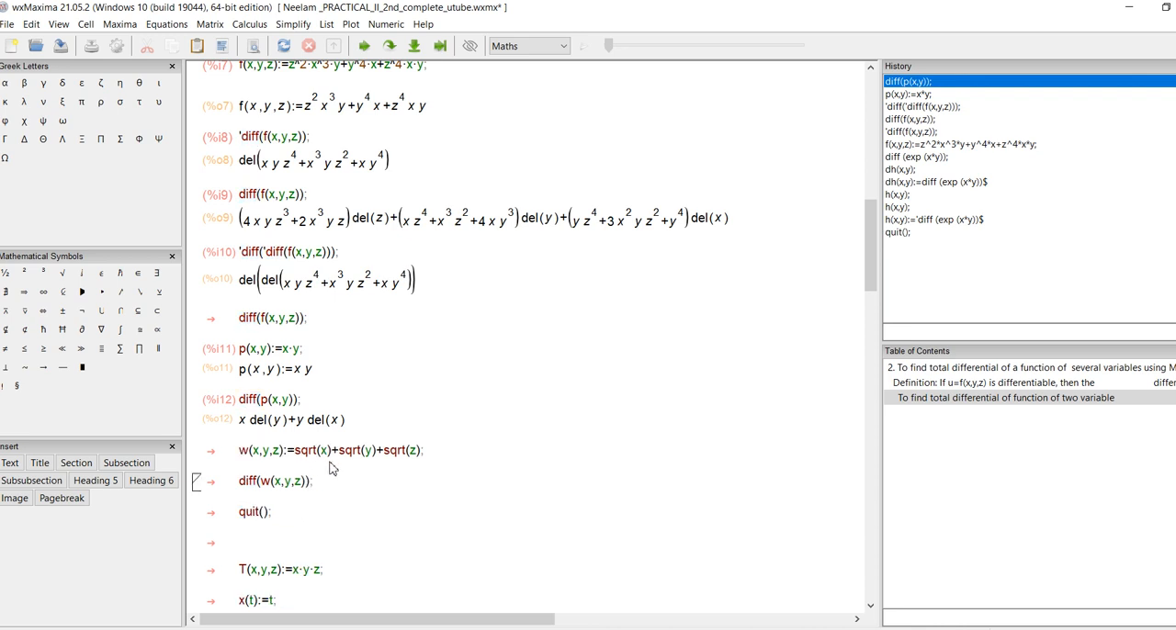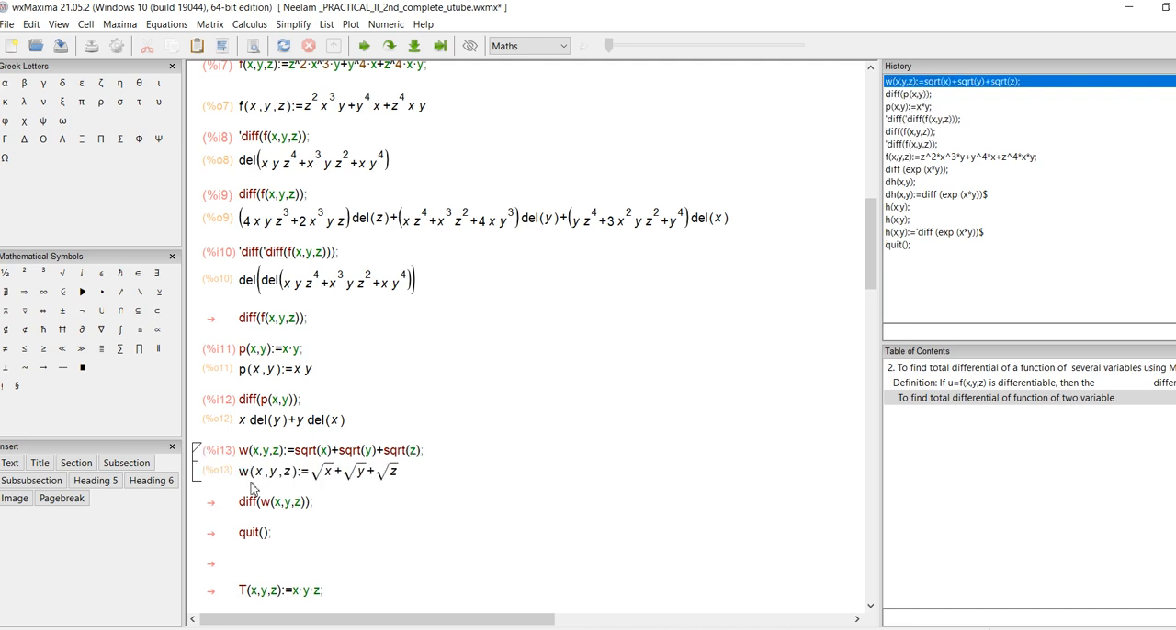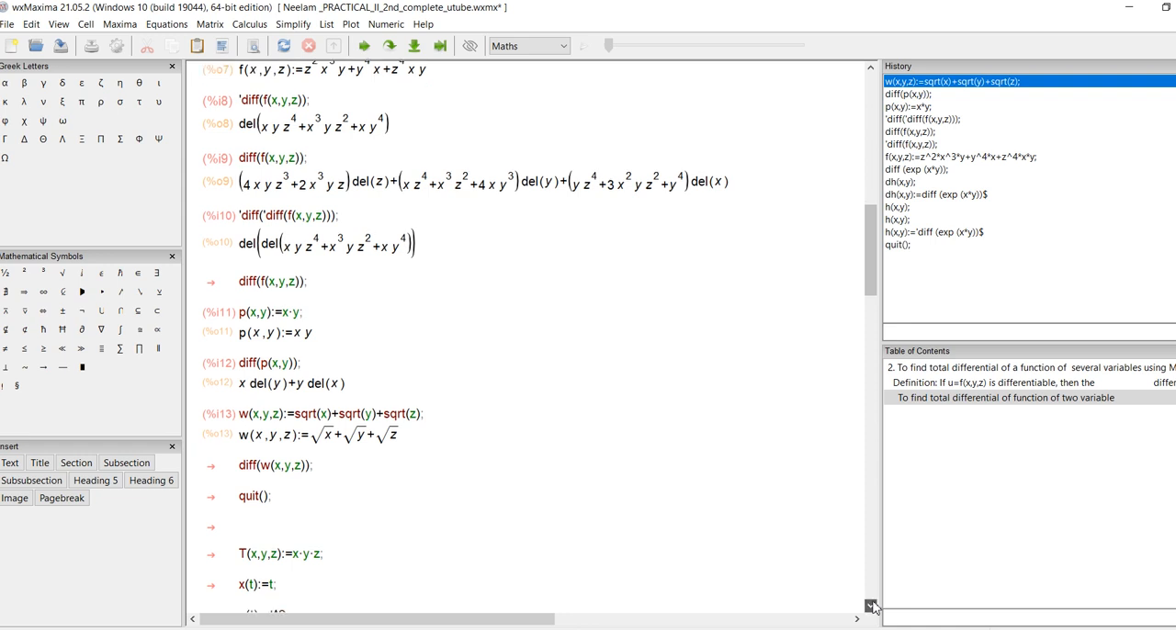Now you are taking one more example. So w, that is square root of x plus square root of y plus square root of z. How to enter the square root function in the Maxima software? That is by sqrt, and here is sqrt x plus sqrt y and sqrt z. It's my function. So during the exam we can check, we will change the functions and you have to find the total differential of these functions.